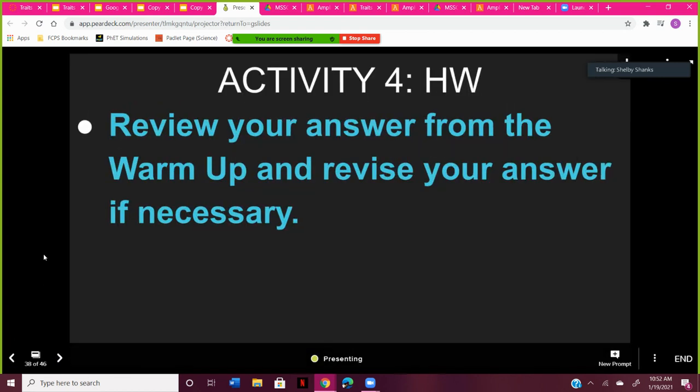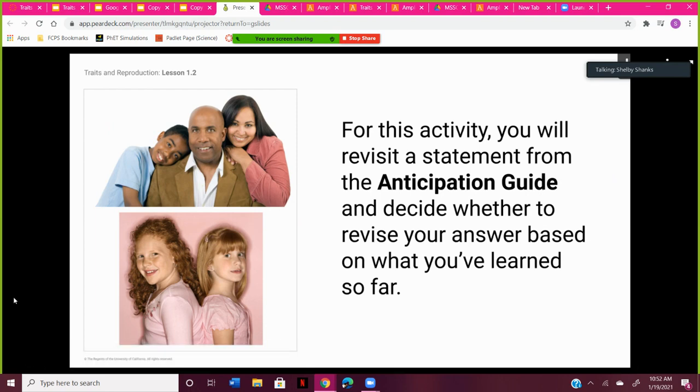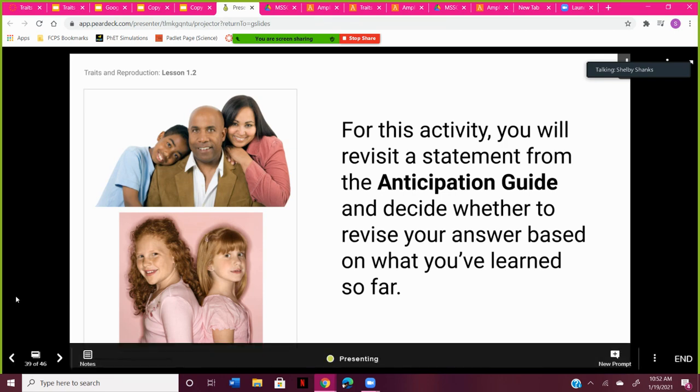So for activity 4, you're going to review your answer from the warm-up and revise it if necessary. Whatever we've learned today, if you can take that into account and change anything that you've put in your warm-up. You're going to revisit a statement from the anticipation guide and decide whether to revise your answer based on what you've learned so far.